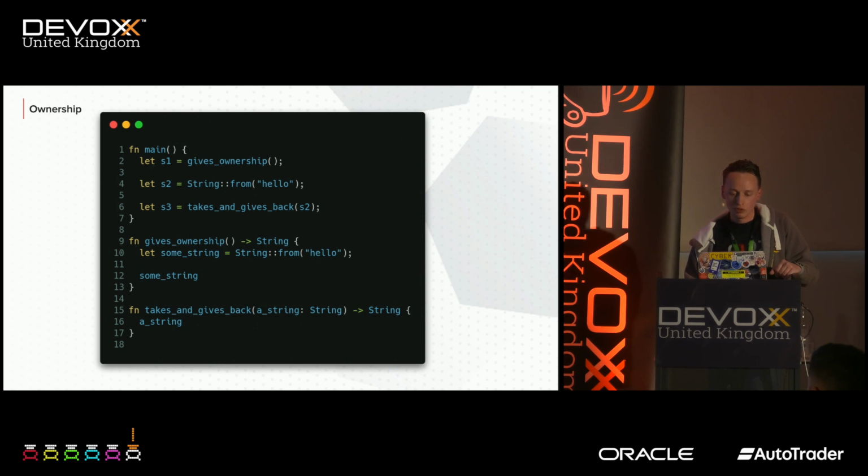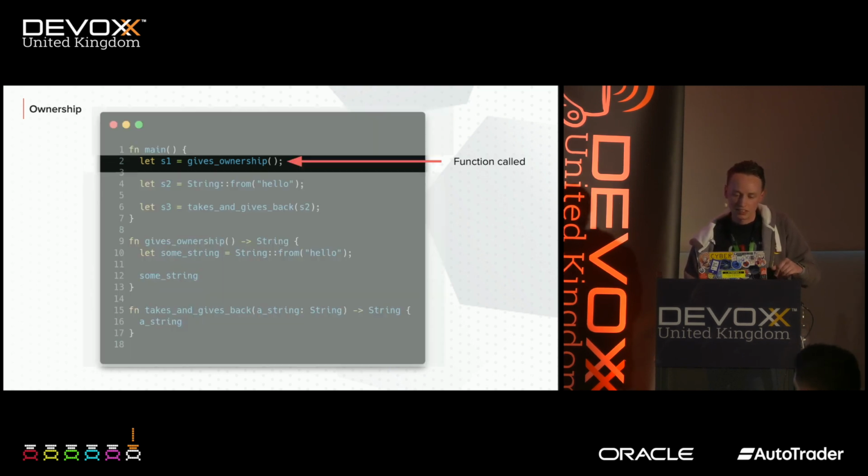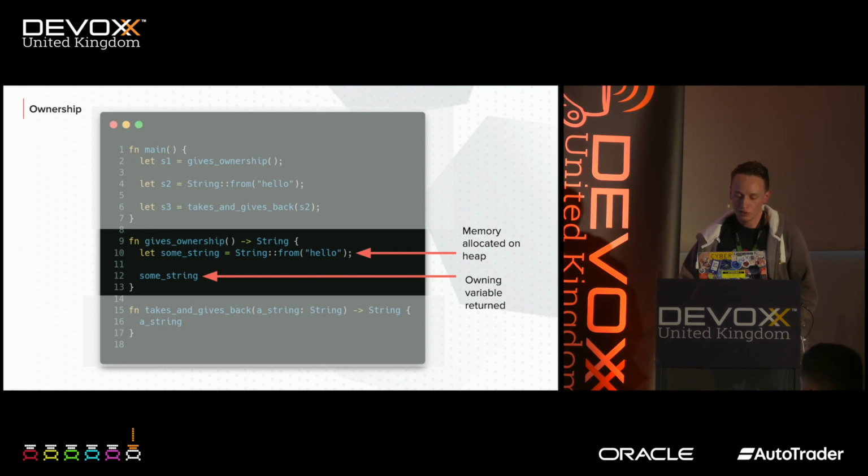Let's go through a bit more of a practical example. Here we have a variable S1 we're declaring, and we're assigning it some expression. That expression is calling another function, gives ownership. The gives ownership function is going to declare a new variable that allocates some memory, and that memory is just a string, and then it's going to return that from this function.